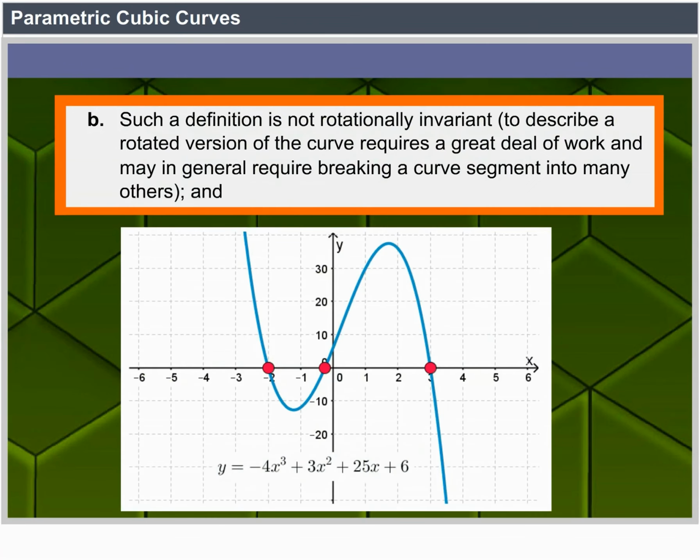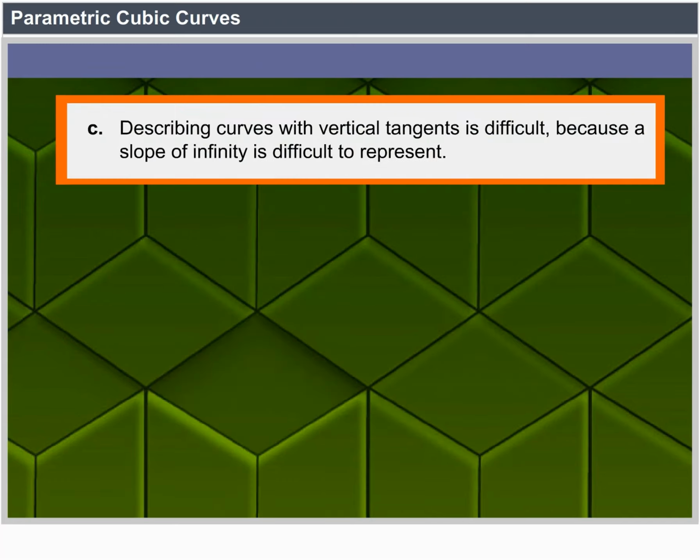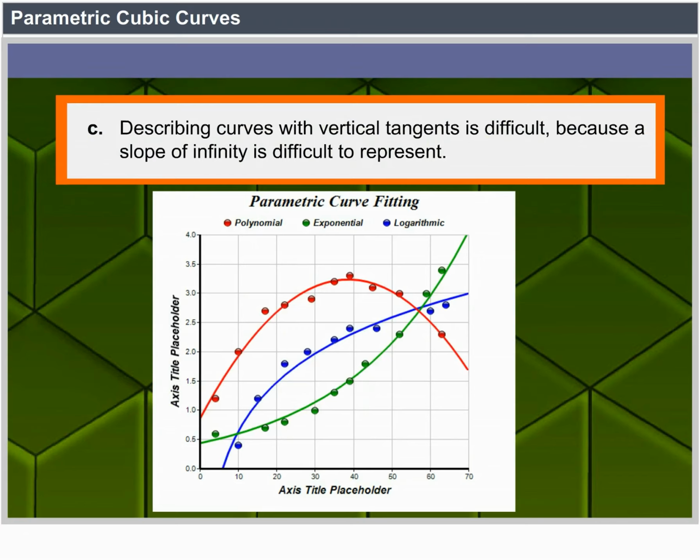To describe a rotated version of the curve requires a great deal of work and may in general require breaking a curve segment into many others. And describing curves with vertical tangents is difficult because a slope of infinity is difficult to represent.